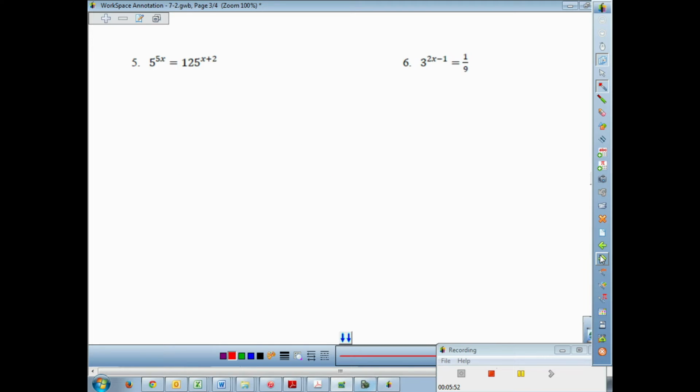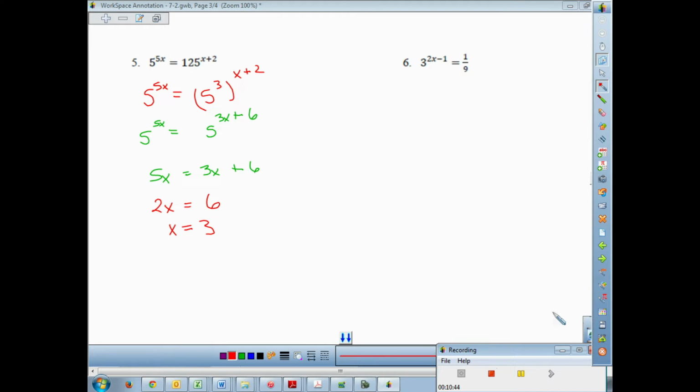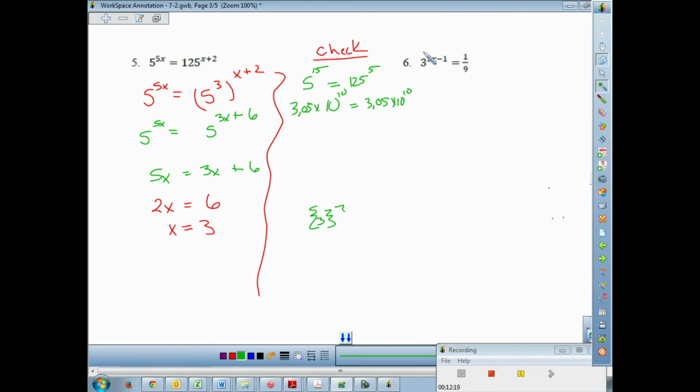Try 5 with your pal. Try to rewrite them as the same base. So, video land people, hopefully you tried it and got to the point where you can rewrite them both as base 5 and get this guy.